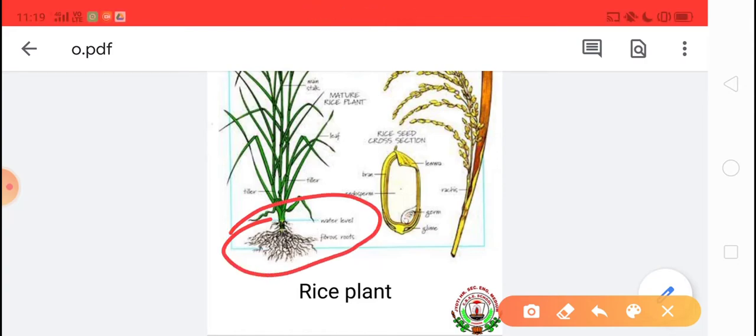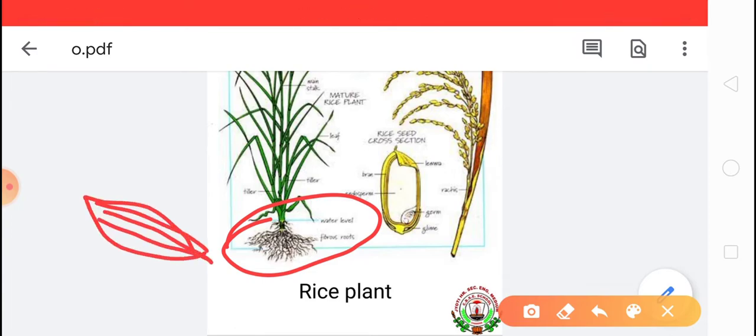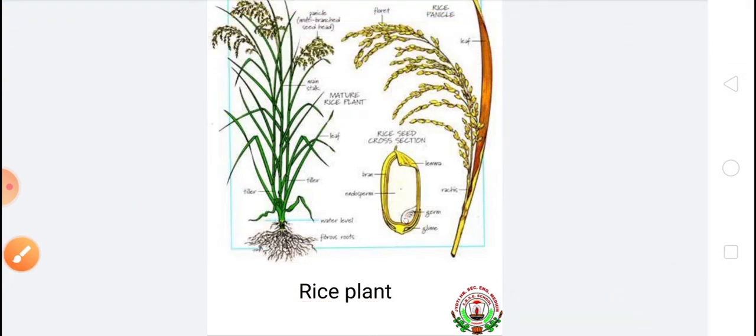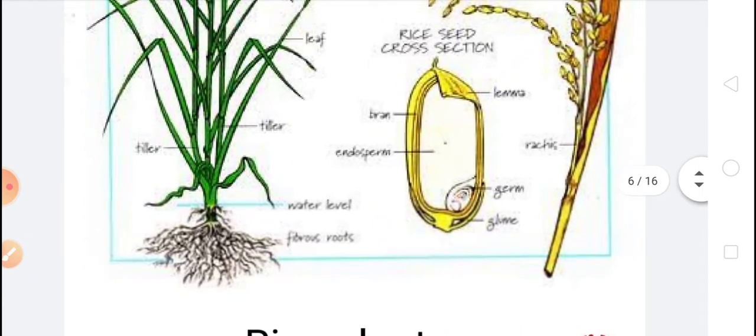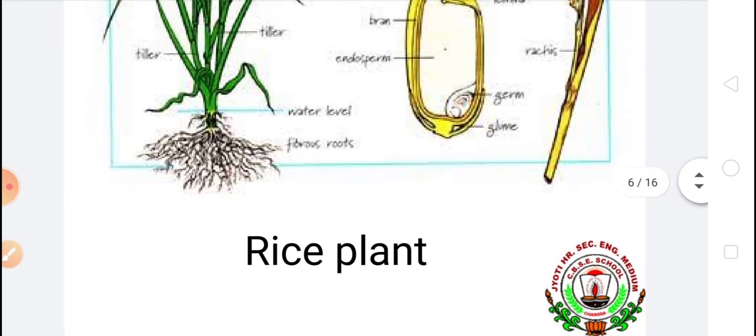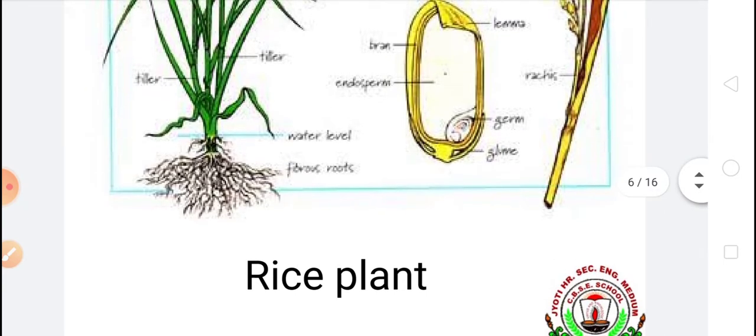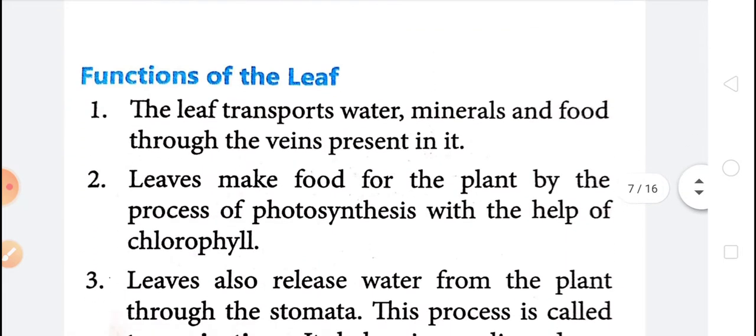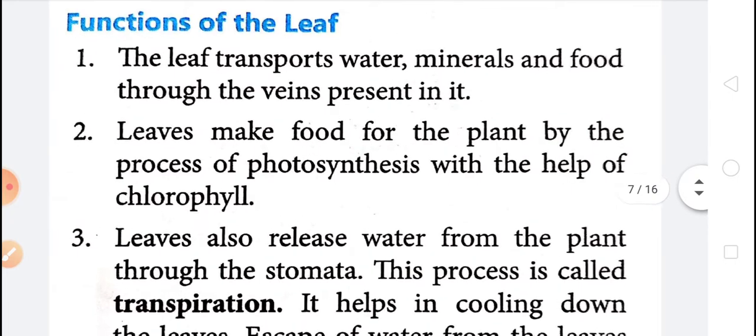Grasses have the fibrous root system in them, and in such plants the leaf have parallel venation. Means their veins are running parallel to each other in leaf, and such kind of venation is called parallel venation. Examples of parallel venation are rice plant, maize plant, grasses, etc. Veins of leaf transport water, minerals and food, and also provide support to the leaves. Okay, move to the next point. Now we will see function of leaf.